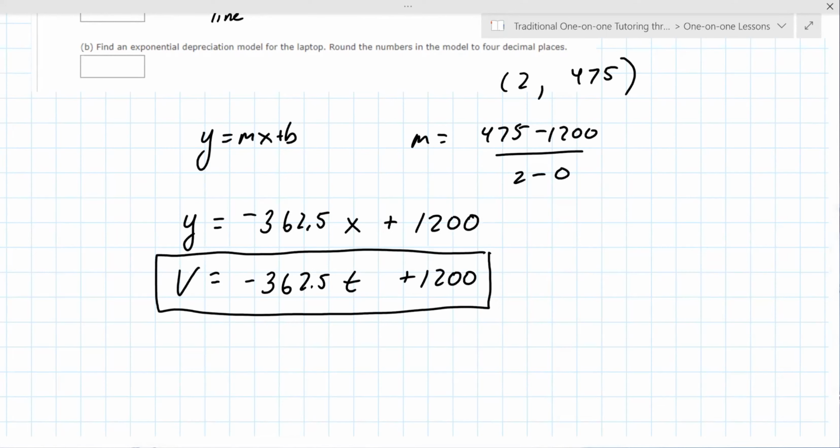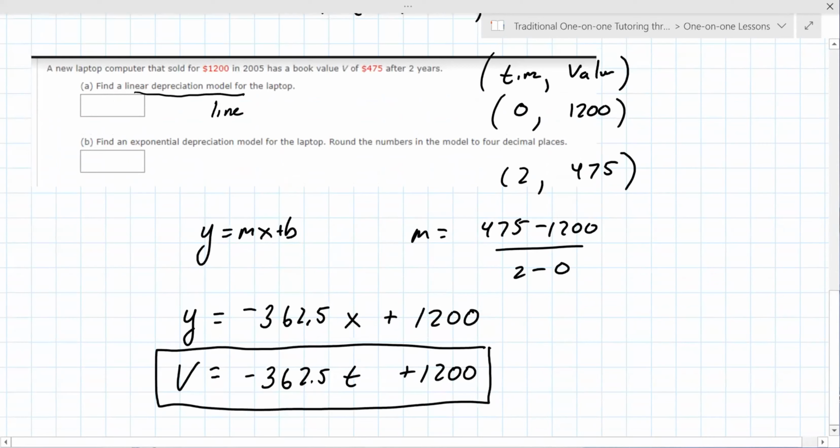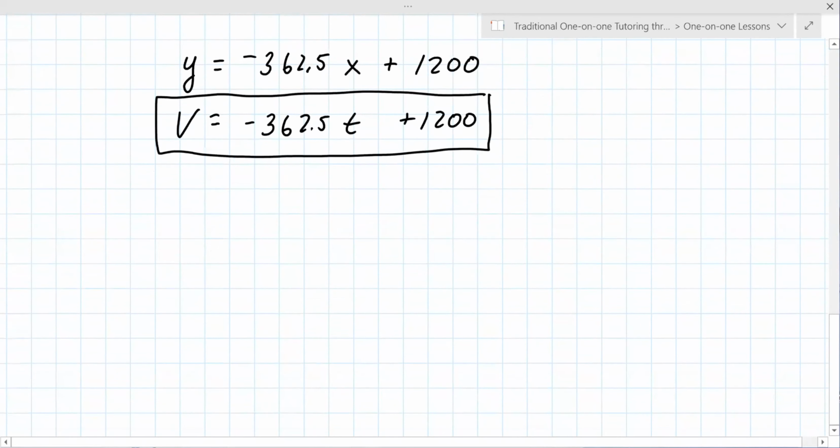Okay, find an exponential model for the laptop. So that's part 2 of this. Do you know whether you're using PAT or PERT? Oh, we're using PERT. Okay. All right, so PERT is fine. We can do that for part B.